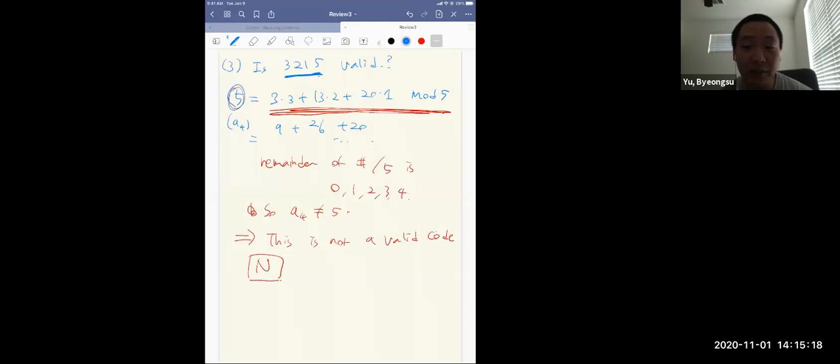Yes, a remainder mod 5 cannot be 5. And yes, Katie, 5 is a multiple of 5. That is the reason it is not valid, because if it is a remainder, then it should be less than 5, right? Because we just divided something by 5, so the remainder should be strictly less than 5. Does it make sense?